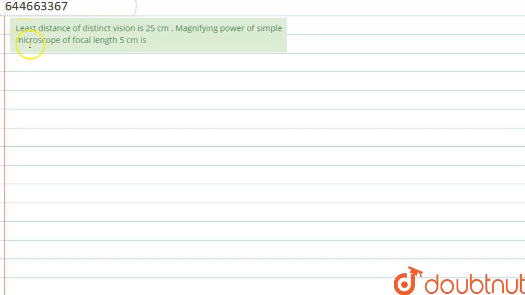Hello. In the question, it is said that the least distance of distinct vision is 25 centimeter. So we have to find the magnifying power of a simple microscope of focal length 5 centimeter. Okay, so in the question we are given the least distance of distinct vision, that is D, is equal to 25 centimeter. Now what is the formula for magnification?